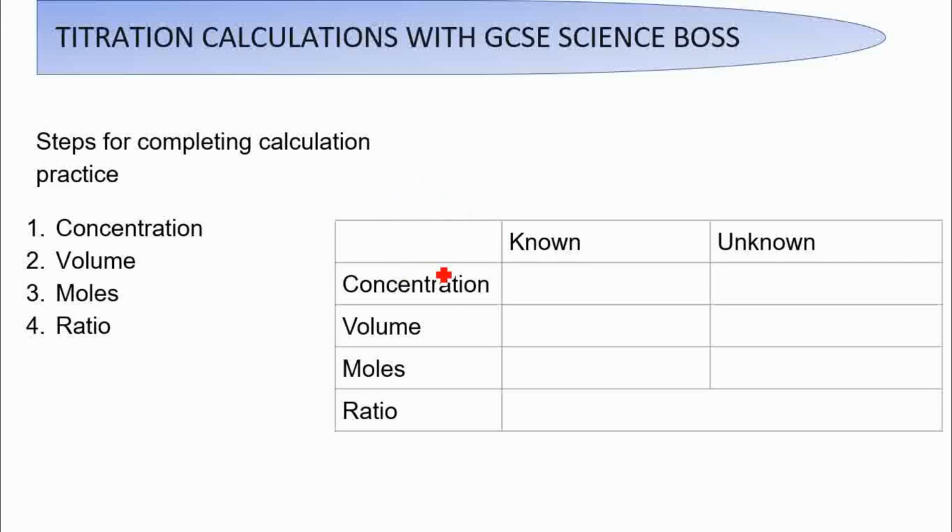You need to set up your calculation card as shown here: your known, your unknown, because remember you have one that you're trying to find out, and you do concentration, volume, moles, and ratio. Once you follow those steps, barring any mistakes with your calculation, you get full marks. Even if you do make mistakes, you can get the majority of the marks. Here goes. Let's see how we can get this done.